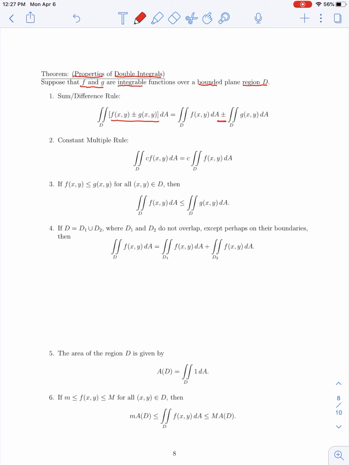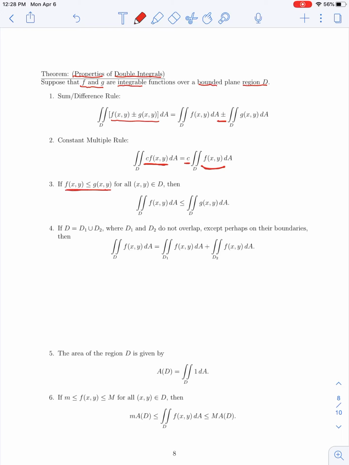evaluated individually. Our second property is the constant multiple rule, which says the double integral of a constant times a function over some region D is the same as the constant times the double integral of that function over the region D. So these rules really we've already been making use of when we're expressing these double integrals as iterated integrals.